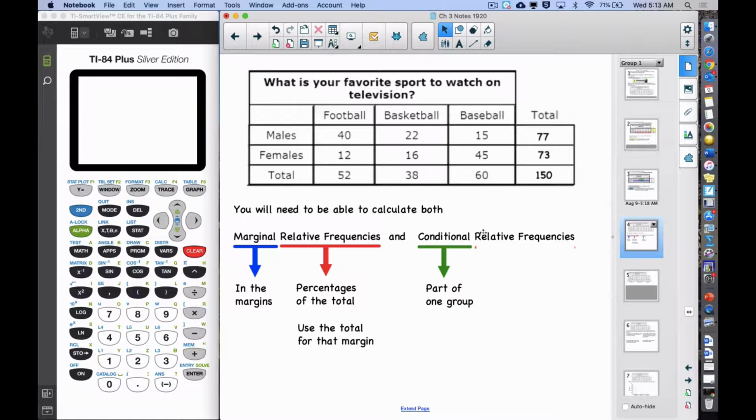Conditional means we're looking at under one condition. So we're looking at just part of one group. I'm just looking at the females, or I'm just looking at the males, or I'm just looking at one of the sports. And we're looking for percentages just of that group. So if I'm looking under the condition of female, I might look at 16 out of all of the females, which is 73. So when you're going to do the relative frequency part, you're only using the total for that group instead of the total for the entire table.